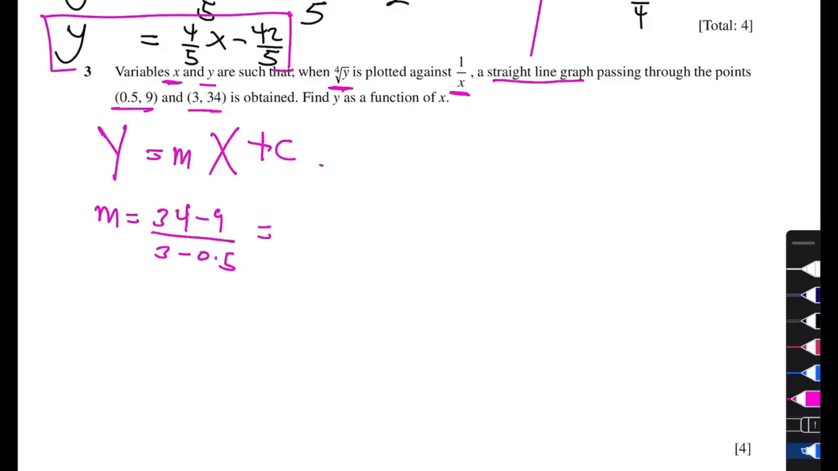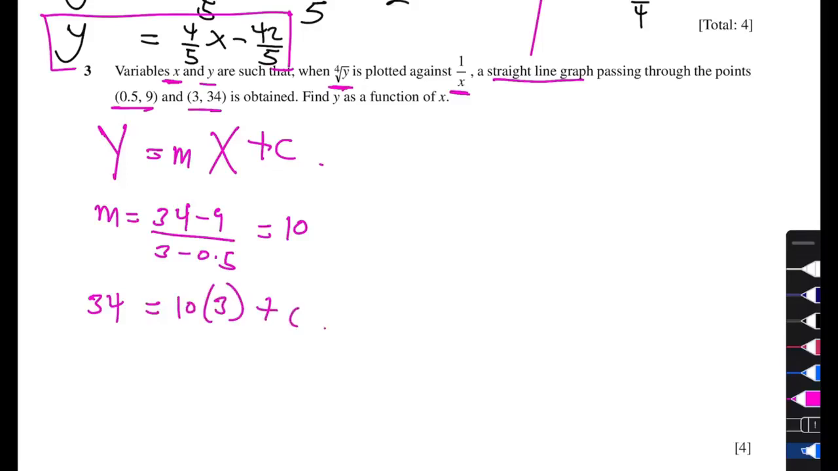According to the calculator, the gradient is 10. Now the next thing that we want to do is to find the value of c. Let's choose one of the points, maybe 34 and 3. So y is 34, we have the gradient of 10, x is 3, plus c. That would mean that we have 34 minus 30 equals c. So c is definitely 4.